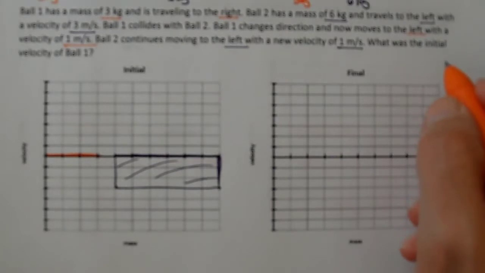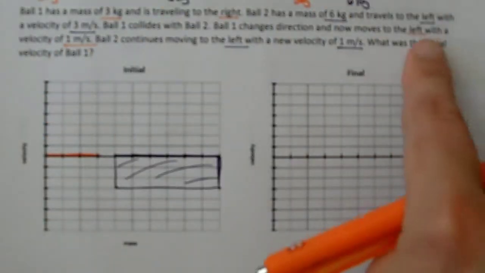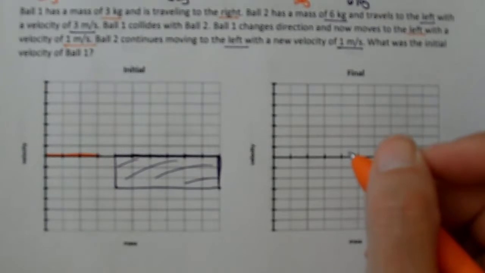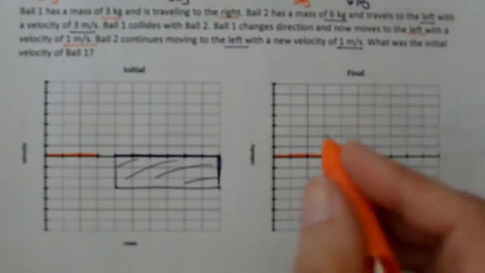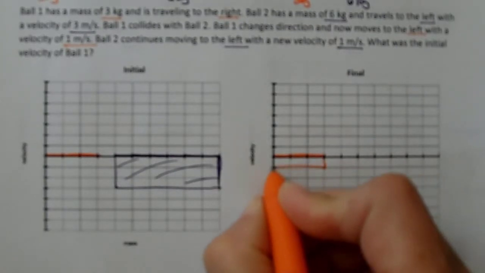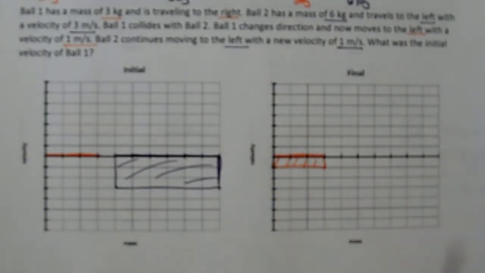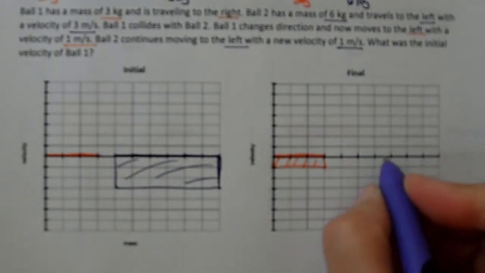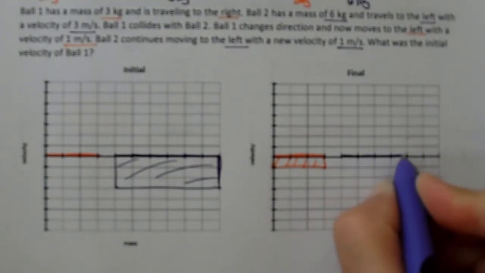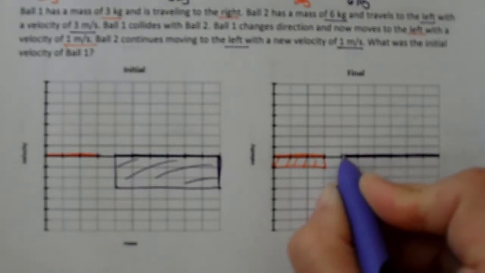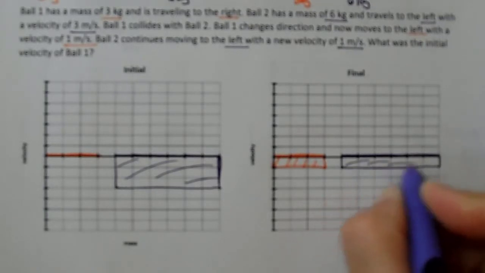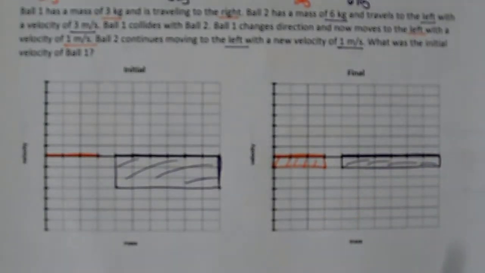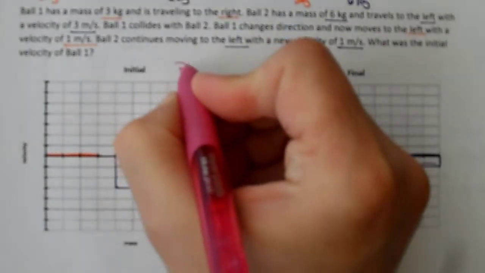So maybe we can figure out the initial velocity, right? That's what we're asking. The initial velocity of ball 1. So ball 1 has a mass of 3 after the collision, and it's moving at -1 meter per second. So it's going to go this way. Ball 2 has a mass of 6. 1, 2, 3, 4, 5, 6. And it's going also this direction.